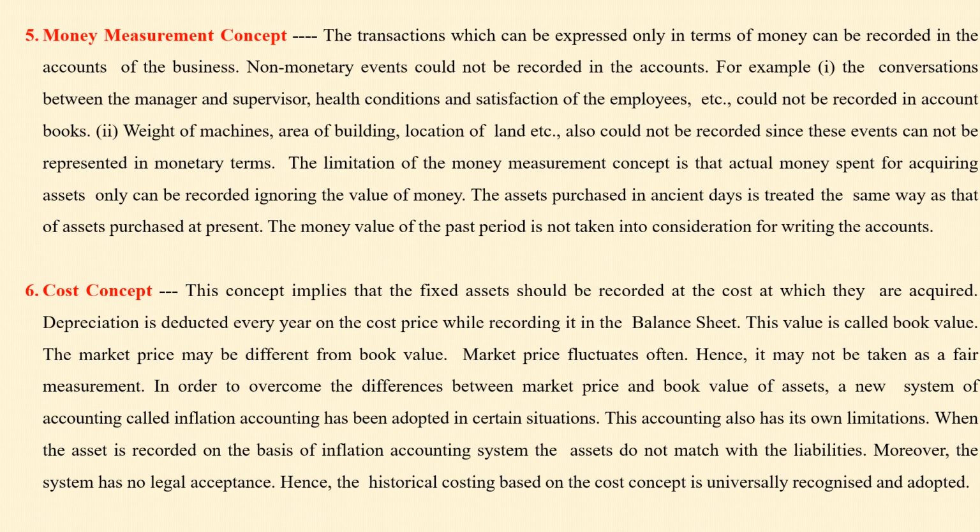Then fifth one is money measurement concept. According to this concept, the transactions associated with the money only should be recorded in the books of account. First in the journal, that is primary book, then posted into ledger, that is a secondary book. Non-monetary items should not be recorded in the books.